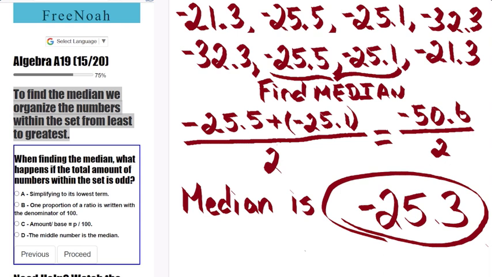Recall that we found the mean of the two values in the middle of the set to find the median because there was an even amount of values within the entire set. So ultimately the median is negative 25 and 3/10.